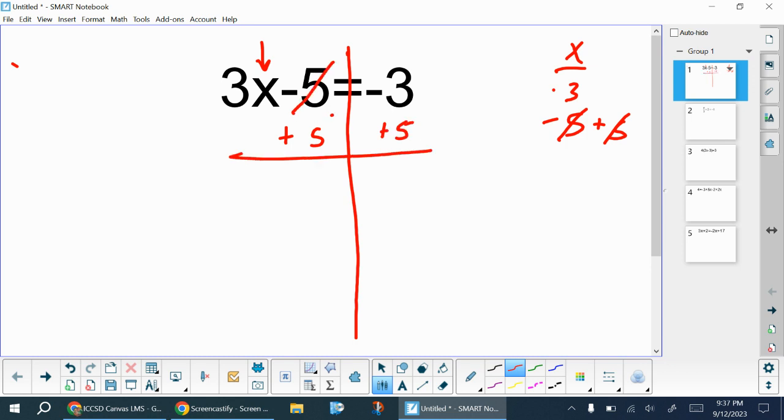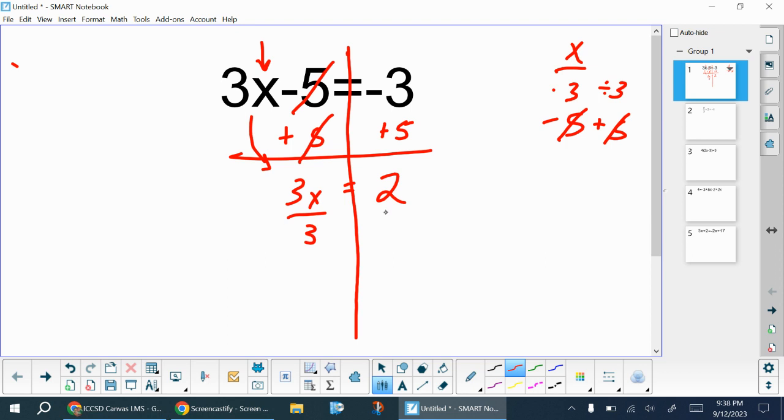It's going to cancel out here because those are opposites of each other. The 3x is still there. Sometimes I'll draw an arrow down. And on this side, I can add those together. Negative 3 plus 5 is 2. And then I can go to my next step. Well, what's the opposite of times 3? Let's divide by 3. So I'm going to divide by 3.